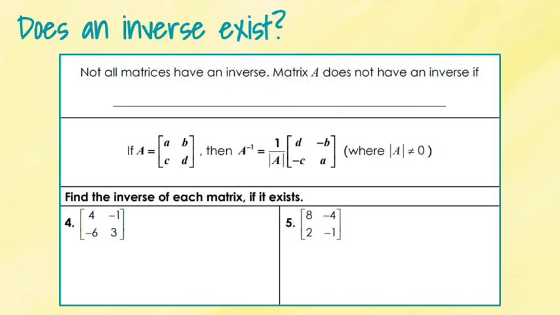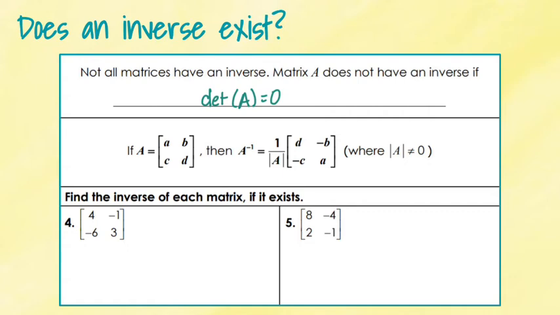So now I'm asking, does an inverse exist? Not all matrices have an inverse. Matrix A does not have an inverse if the determinant of A is equal to 0. If the determinant of A is equal to 0, there is no inverse. So if we do have a determinant that is not 0, then this is how we find our inverse. So I'm going to walk you through that.